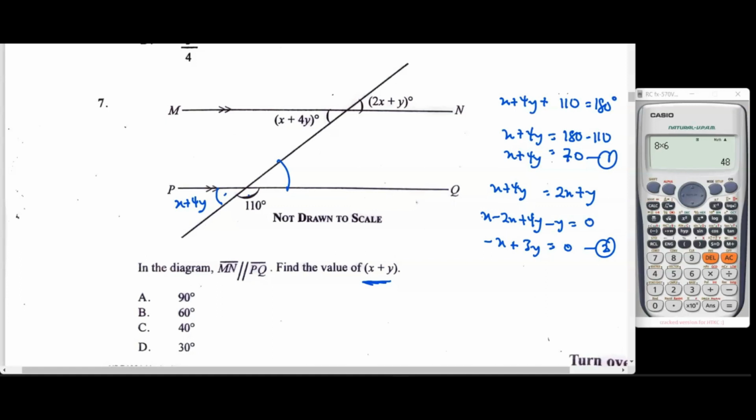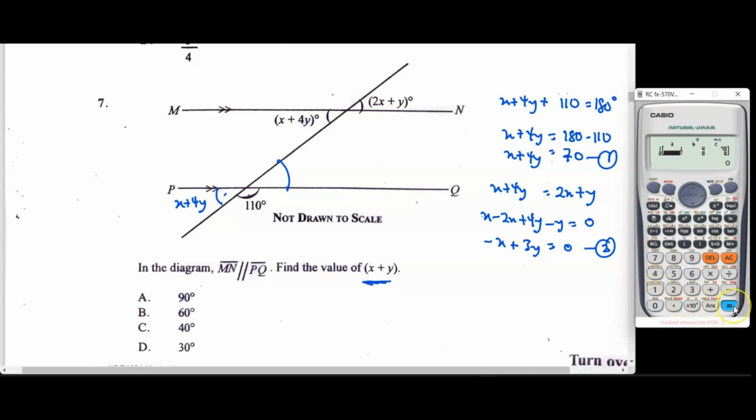For the sake of time, I've shown you how to use the calculator to generate answers to simultaneous equations. So let's do that and go faster. We click on the mode button and program for equations, which is number 5. Then we go for number 1, which is simultaneous equation in 2 variables. So we key in the coefficients of the variables under discussion. For the first equation, the coefficient of x is 1. Then click the equal to sign. Then we go for 4. Click on the equal to sign. Then we go for 70.